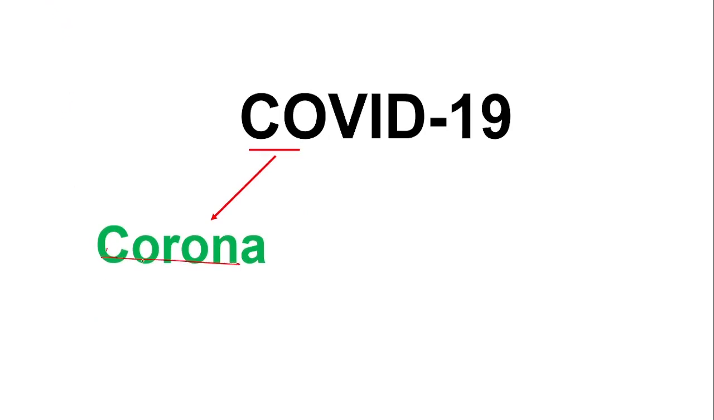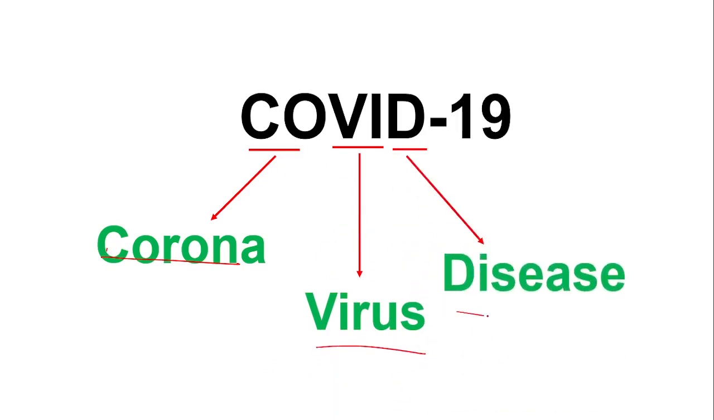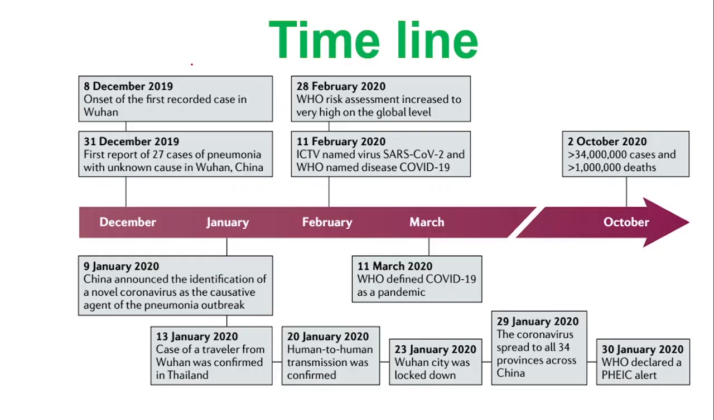Hello everyone, today we are going to learn about COVID-19. CO stands for corona, VI stands for virus, D stands for disease, and 19 stands for 2019, the year when coronavirus disease started. Now the timeline of the COVID-19 disease.